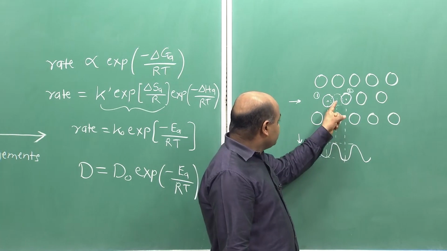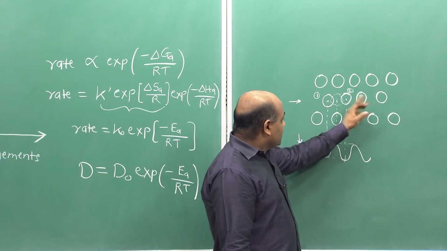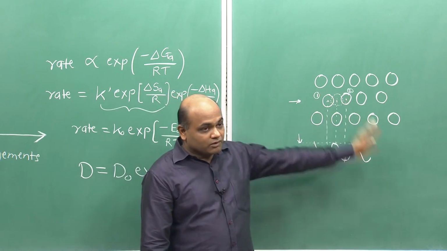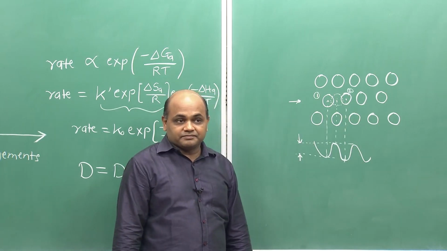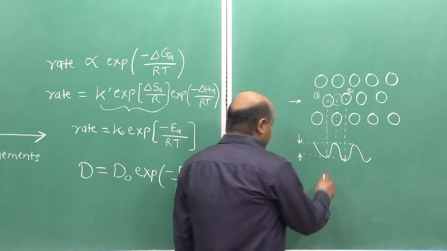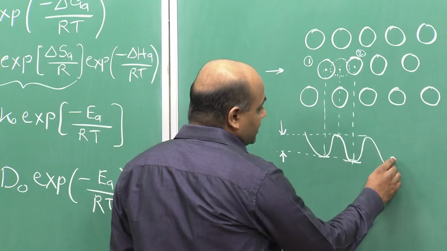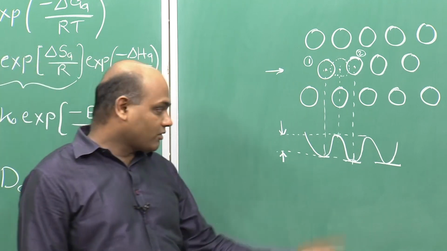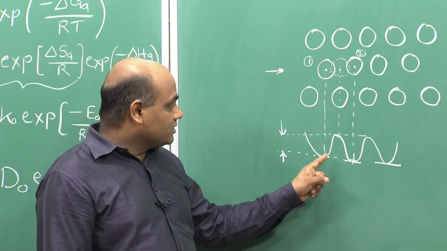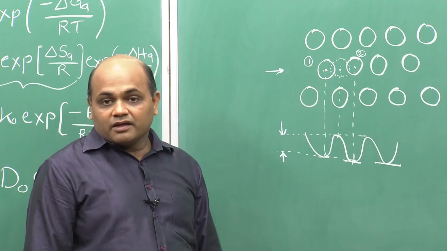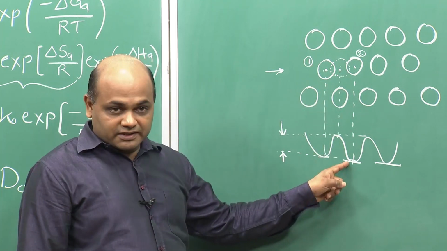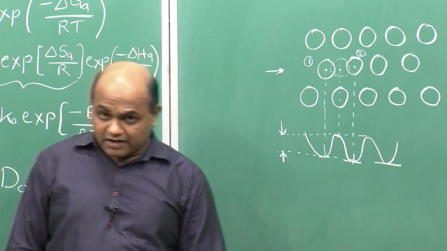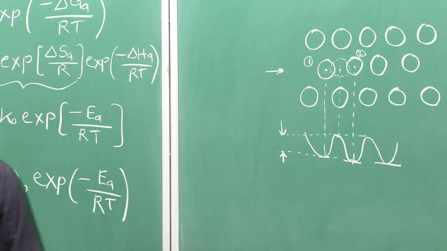Now, suppose the chemical potential was uniform throughout the lattice, right. In that case, this potential energy well depths are same, right. So, when atom jumps from position 1 to position 2, there is no change in Gibbs free energy. That means, there is really no driving force for this jump.